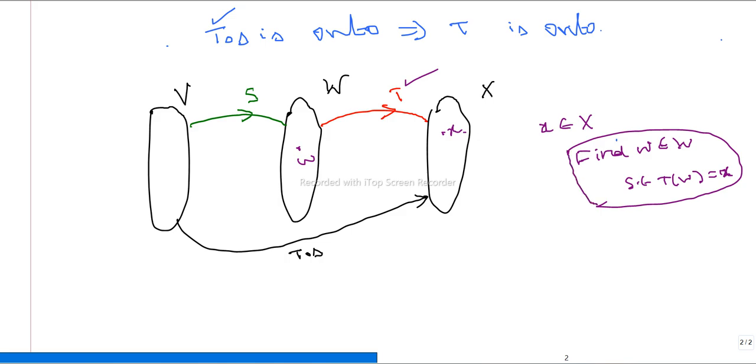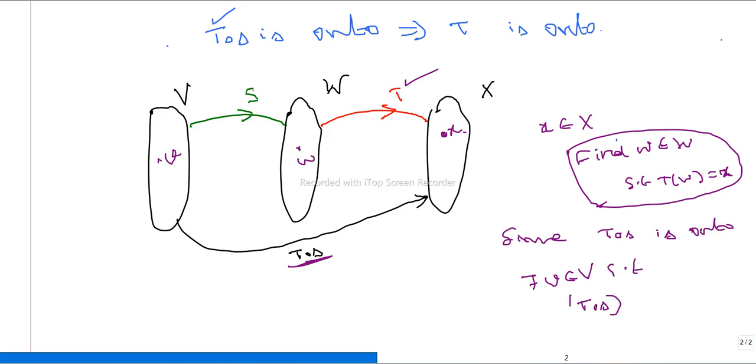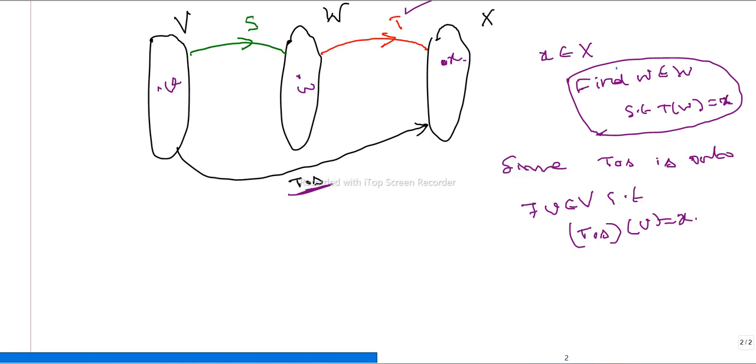But we start with the x in X. We know that this T composition S is onto. Therefore, given any element here, we can find an element v here, and this v maps to x under this function. So since T composition S is an onto function from V to X, and we are given x in X, there exists some small v in capital V such that T composition S acting at v maps to x. But what is this T composition S? It is nothing but T of S of v. This is equal to x.